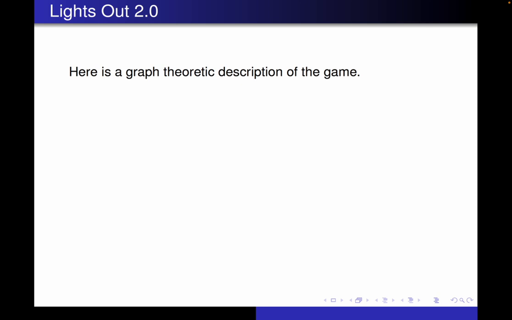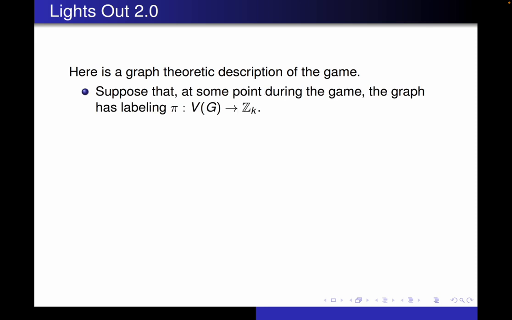So we're going to describe this graph theoretically. It's going to look very similar to what we did for Z2. In fact, the only real qualitative difference is where we used to have a Z2 in the Z2 game, we're going to have ZK instead. But everything else is going to be pretty much the same. So we start with some initial labeling, and then we keep toggling vertices.